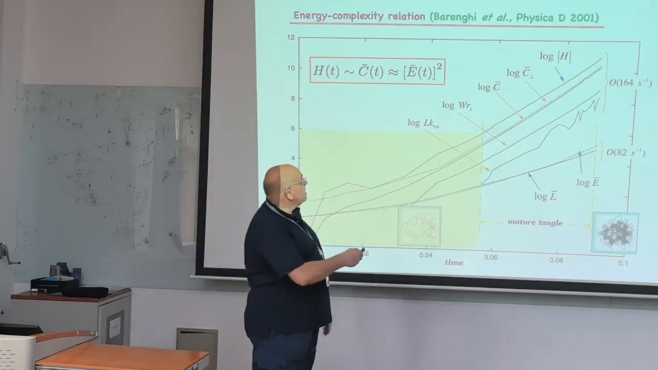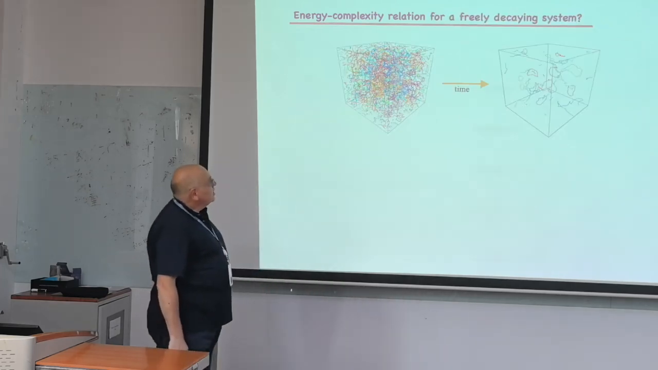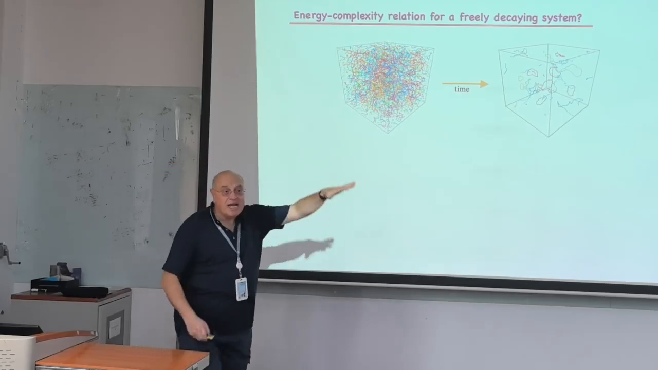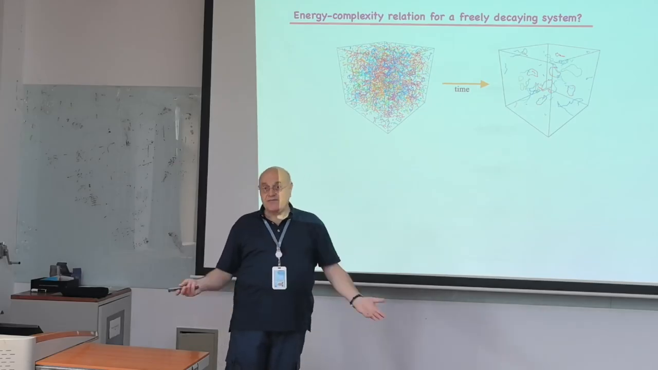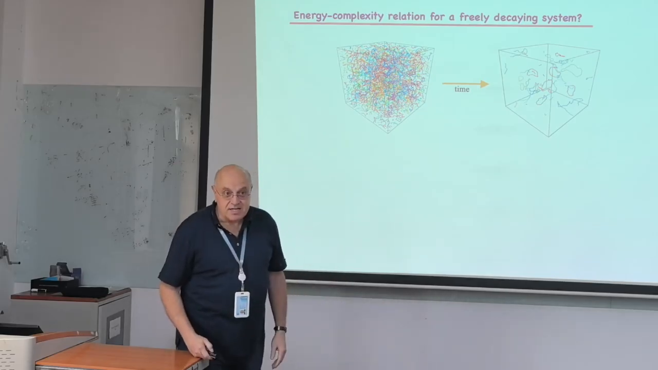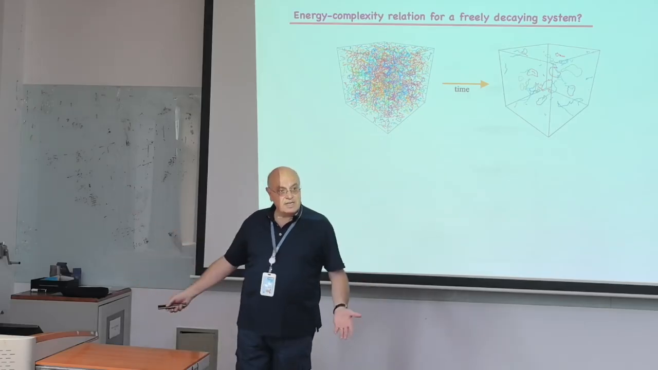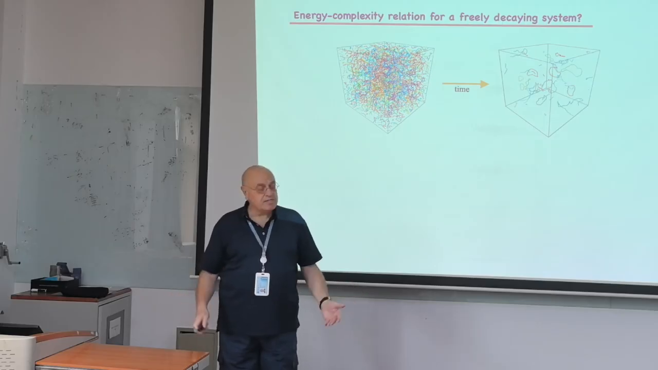All these are pure numbers, so all these have to be pure numbers as well. Now, is there an energy complexity relation for a freely decaying system, which is what we want? We want to understand if there is something like this. Energy decaying system is any system. And here we are not in the ideal case. We are talking real fluids.